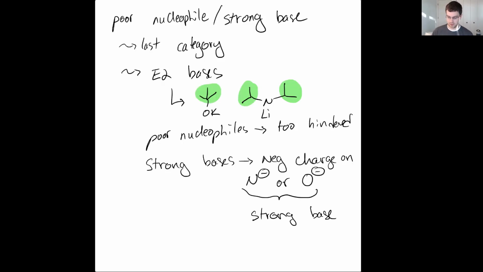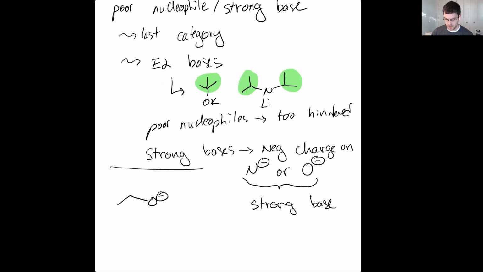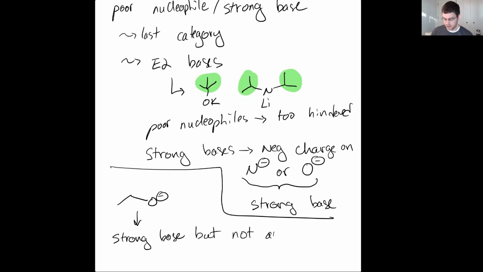What if you have something else? What if you have something like this, where it's just an ethyl group? This would be an example of something that has an O minus, so a strong base, but it's not an E2 base. The key thing about E2 bases is that they are strong bases and poor nucleophiles.